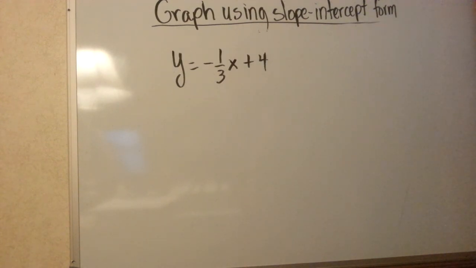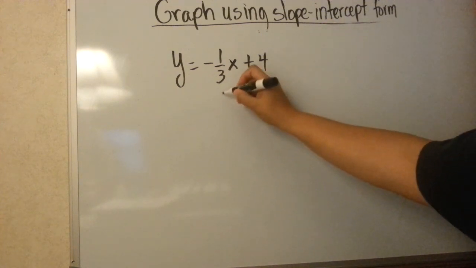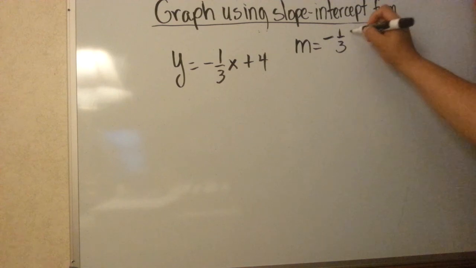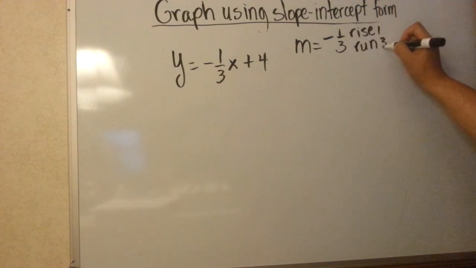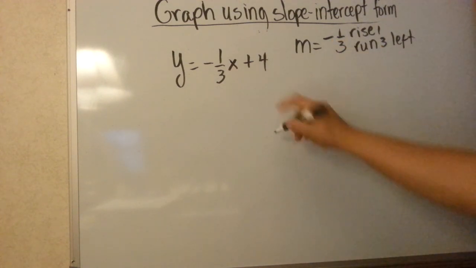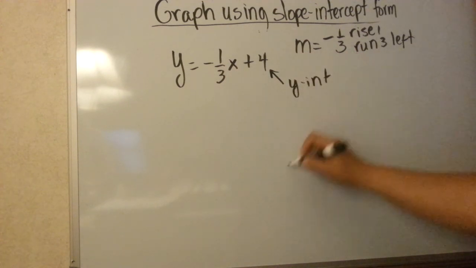Alright, let's go ahead and sketch this one. Y equals -1/3 x plus 4. We know the slope is -1/3, so that means we're going to rise 1 and we're going to run 3 to the left. And I'm running to the left because it's negative. And my y-intercept is +4.